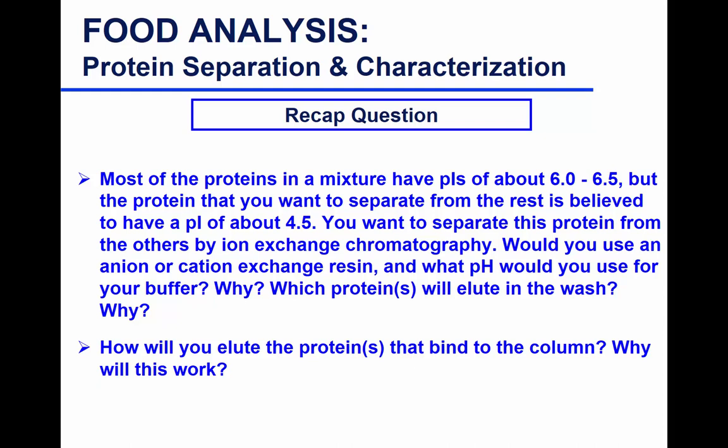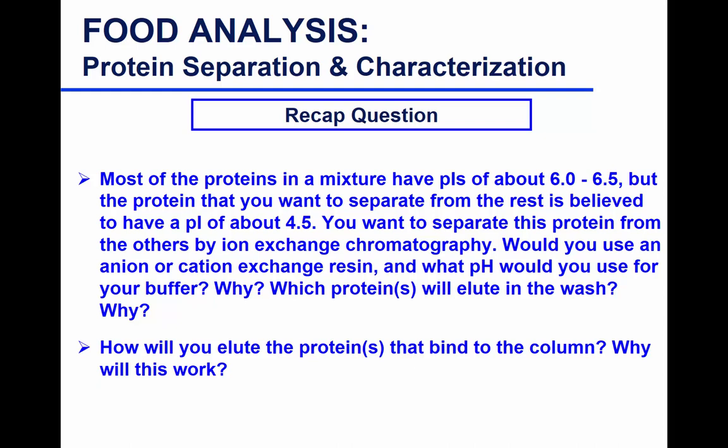Could you just do a pH around 5? Yes. Lucy said use a pH around 5 or 5.5. At that pH, this protein would be net negatively charged. What about these two? Positive. So they will not interact with your column. They will leave with the void volume. They're just going to flow with your mobile phase without interacting with the column. Your protein of interest will interact with the column. Good. Any questions about that?